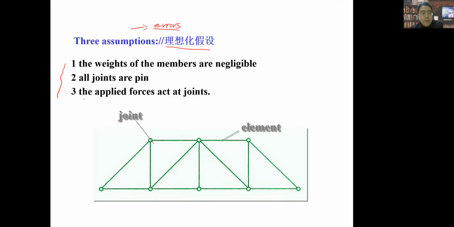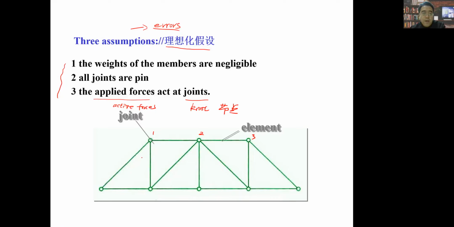And the third one, the applied forces. Actually, these are active forces. They all act at joints. When we talk about joints, we can also use another word, knot. In China we call that 节点. All the applied forces will act at joints, like here, like here, like here, like here, right?